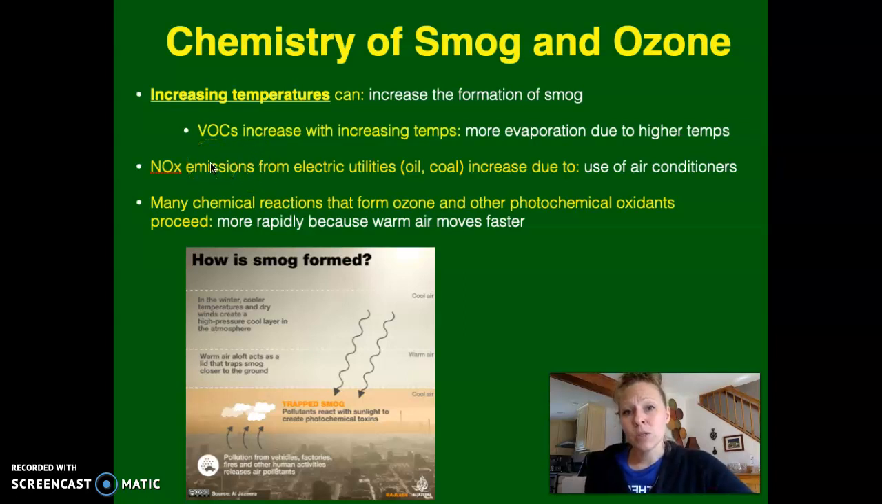Also, when it's warm out, people are going to use their air conditioners. This is going to create more combustion because we need to give people the electricity to run their air conditioners. So we increase the amount of NOx into the atmosphere. And finally, because warm air increases the rate at which gas moves, you're just going to increase the rate at which these secondary pollutants in smog are going to occur.